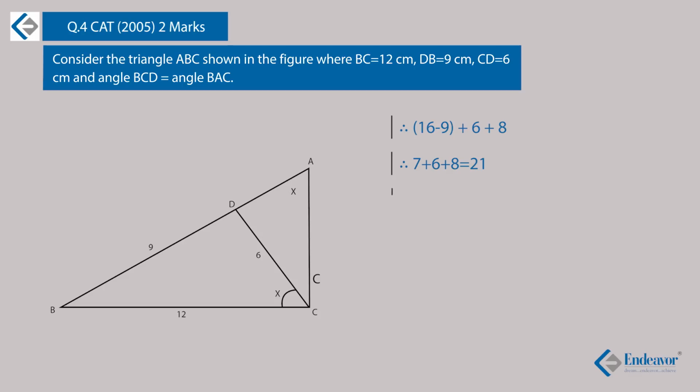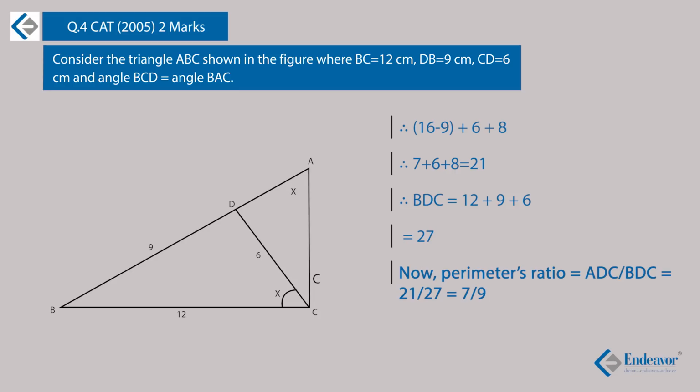So if I add up 7 plus 6 plus 8, I get a 21, which is the perimeter of triangle ADC. Triangle BDC already has a perimeter given in the form of 12 plus 6 plus 9, and that is 27. What I needed to find out is the ratio. So 21 is to 27 is 7 is to 9, which is option 1. So a 2 marker question of CAT 2005, which is supposed to be difficult, can be understood very easily if you understand similar triangles and apply it in the question.